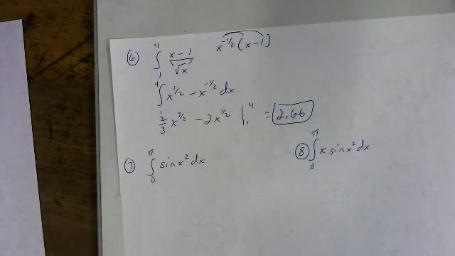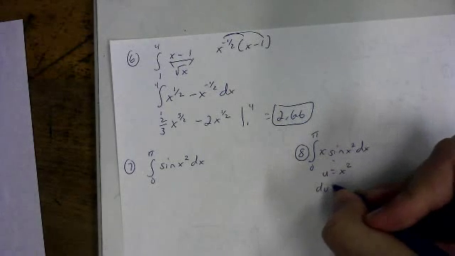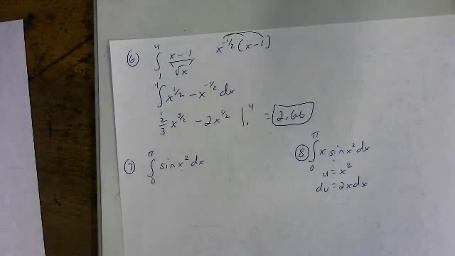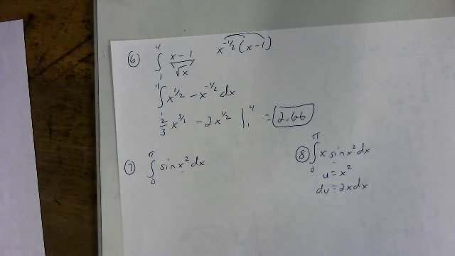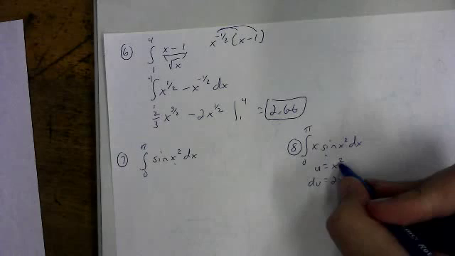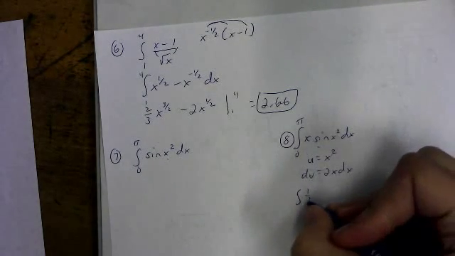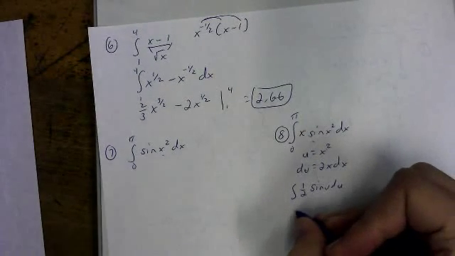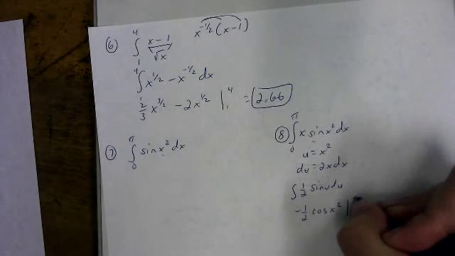The one over here, we need u substitution because it cancels out the x in front. The one over here is physically impossible. You cannot do it. You need to use your calculator, and we'll go back to that in a second. Therefore, this is u, this is the derivative. It becomes the integral of 1/2 sine u du, which is nothing more than negative 1/2 cosine of x squared from 0 to pi, which is positive 0.95.